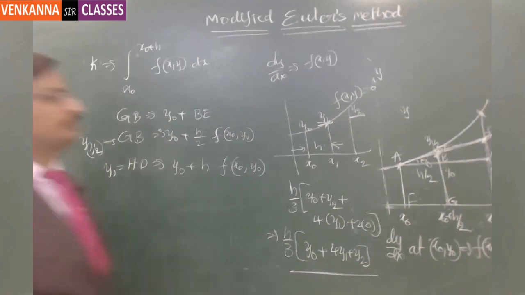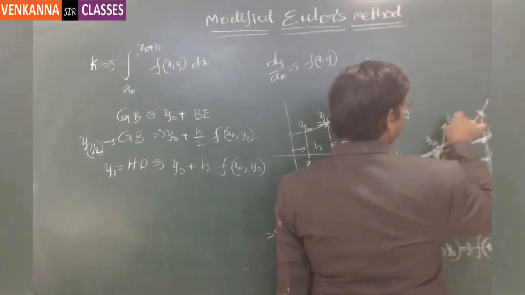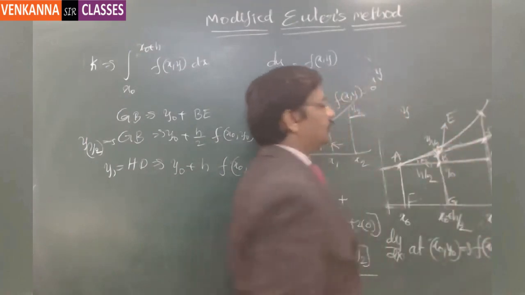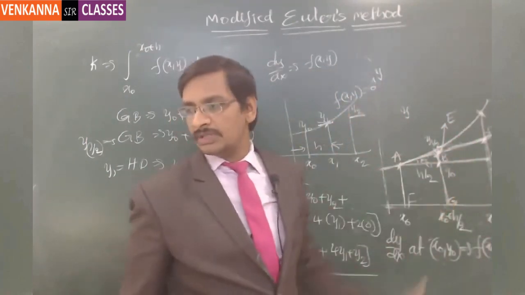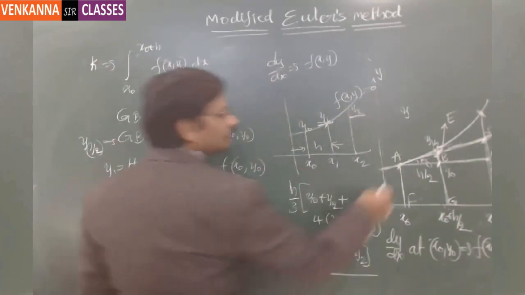Where is E? So E is this location. So this location is E. So this is B. Got it? So in place of y1 and y2, you are calculating with this particular slope.